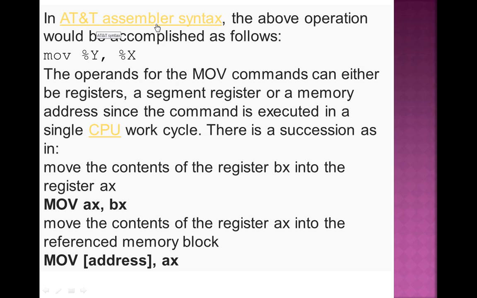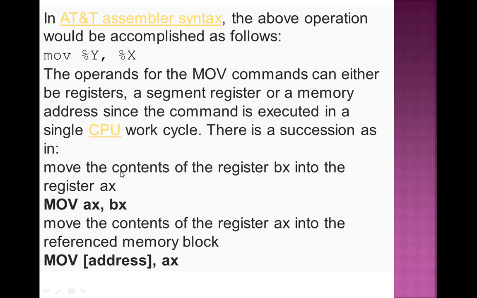Next, in AT&T assembler syntax, the above expression is written as follows: mov X, Y means move the value of X to the register Y. So if register X has the value 5, move that value 5 to register Y. The operands for the move command can be registers, a segment register or a memory address, since the command is executed in a single CPU cycle.